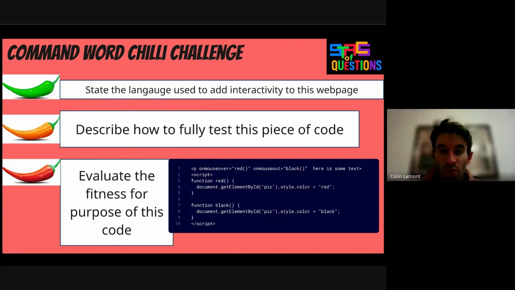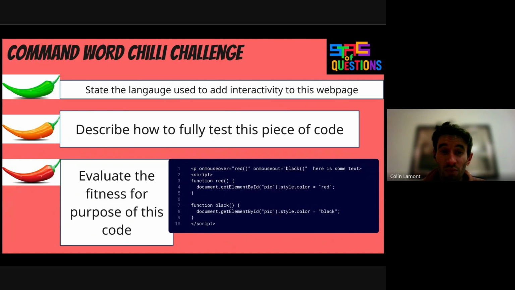So I wrote a wee bit of National 5 web code that should have a bit of interactivity in it. And then the state question is just: state the language used to add interactivity to this web page. So even if they can't actually look at the code, they can at least learn it's JavaScript.